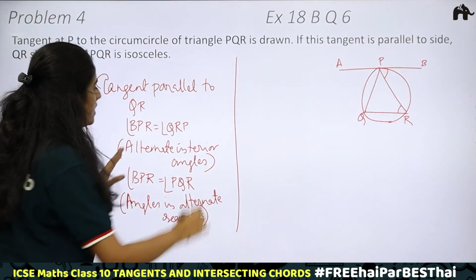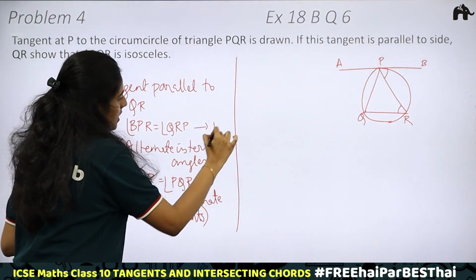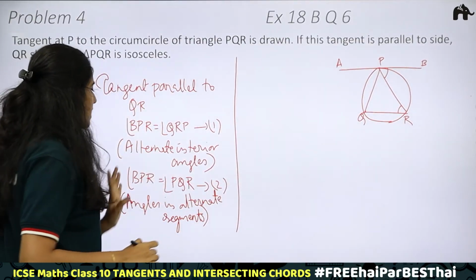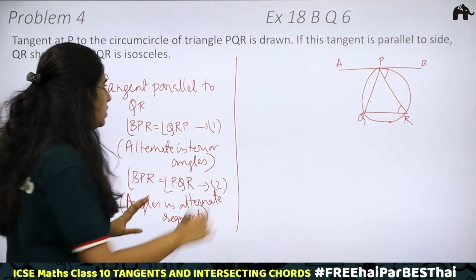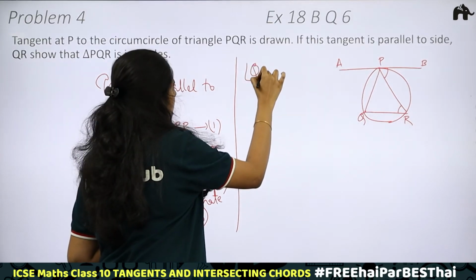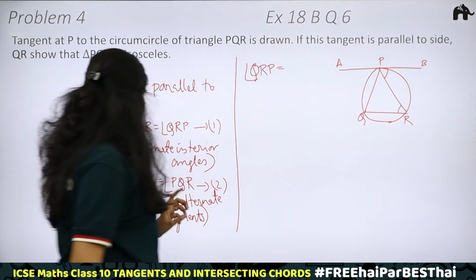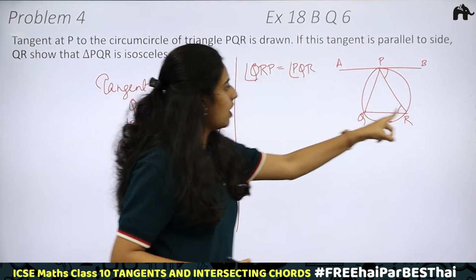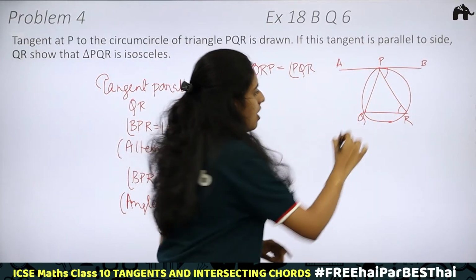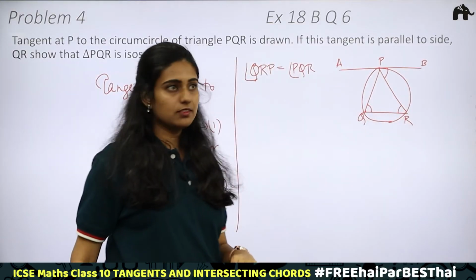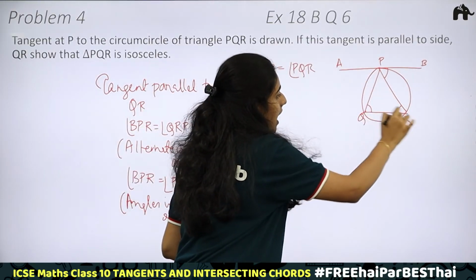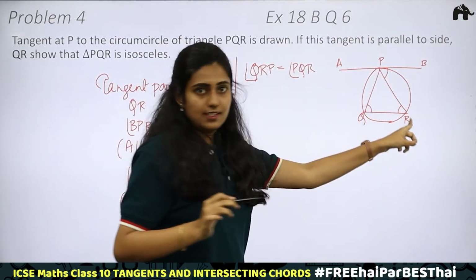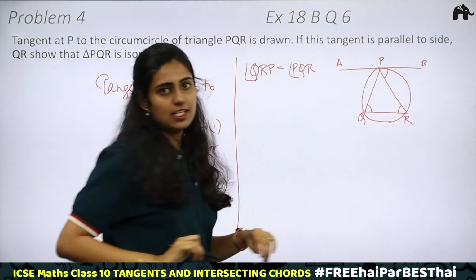Here, this is my first equation and this is my second equation. When I compare, the left hand side is equal, therefore the right hand side should also be equal. That is, angle QRP will be equal to angle PQR. These two angles are equal, and they are angles of the same triangle. Since we get two angles equal, it is an isosceles triangle.